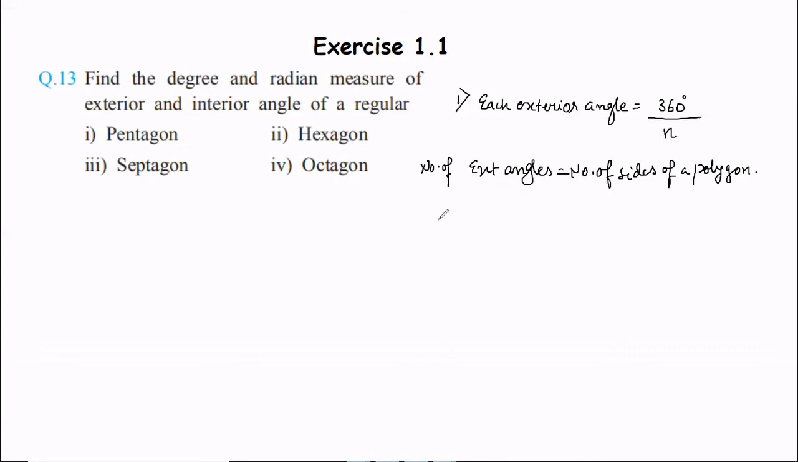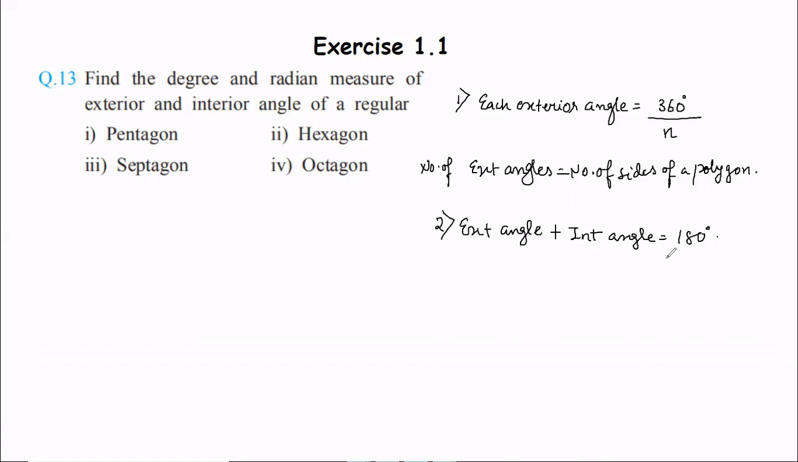The second point to be remembered is exterior angle plus interior angle gives you 180 degrees. So if you add them both, exterior and interior, you will get 180 degrees.